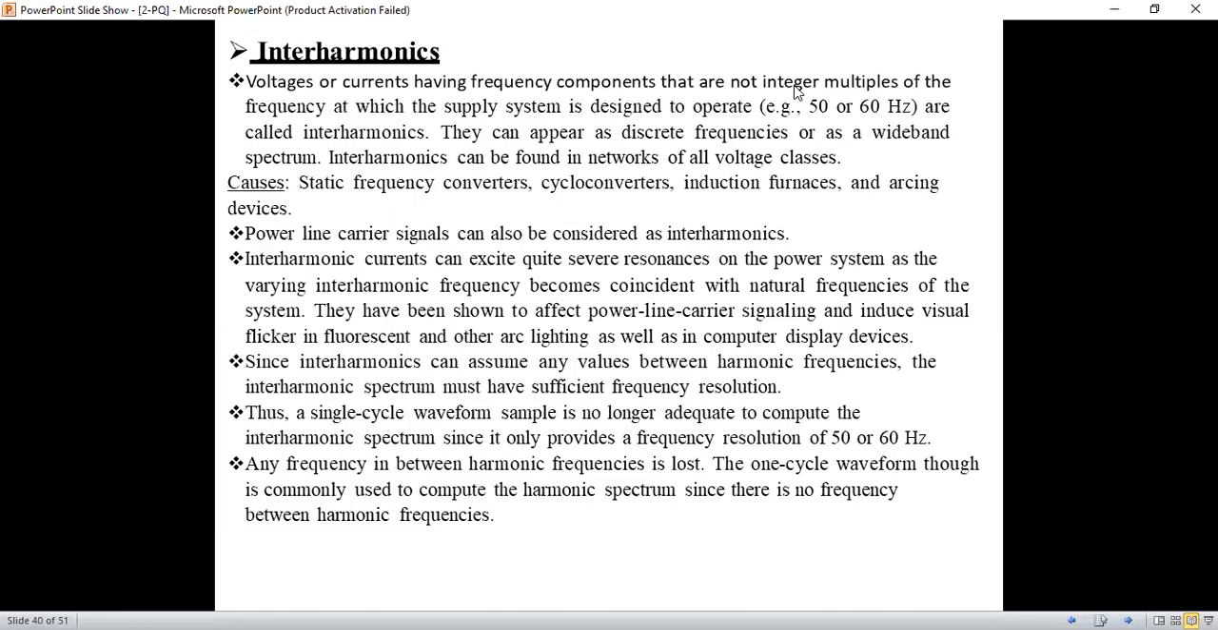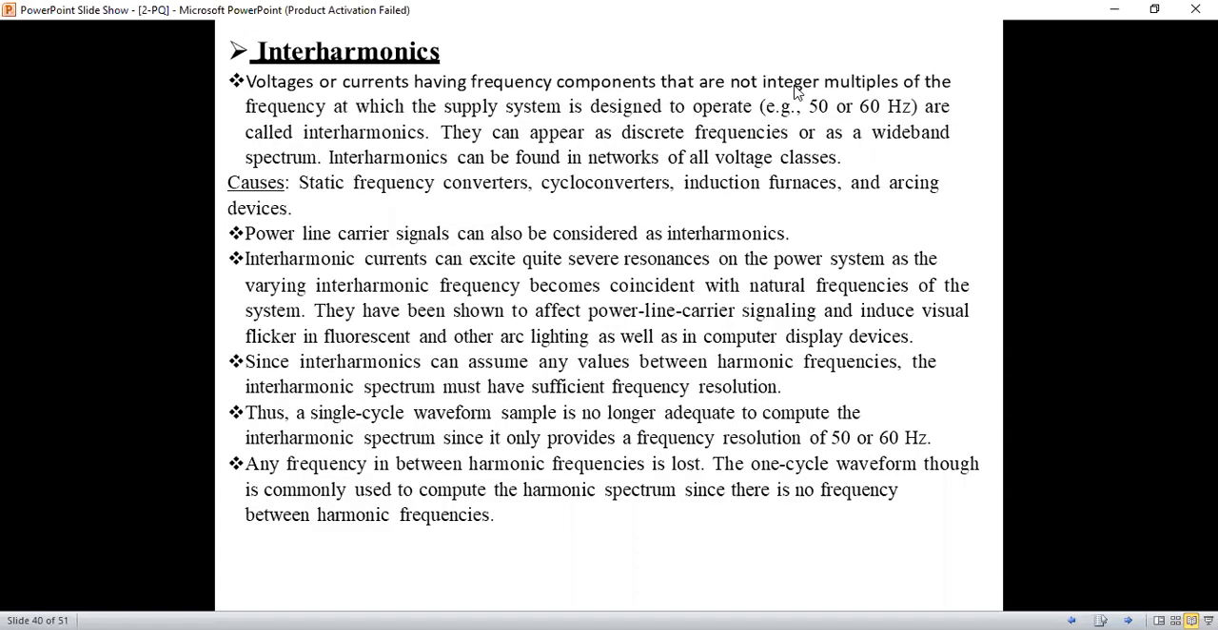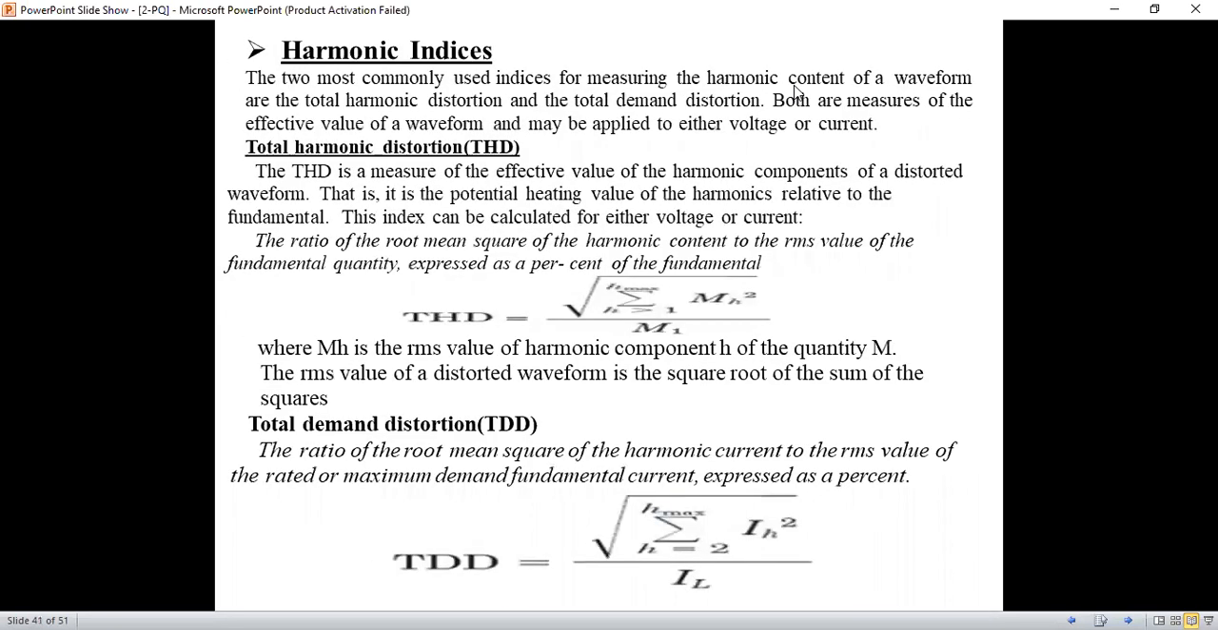Okay. In the previous class we discussed harmonic indices and interharmonics. There are two harmonic indices: one is total harmonic distortion, another is total demand distortion. Total harmonic distortion is for voltage, and total demand distortion is what we consider for current. For harmonic currents we use TDD, and for voltage we consider THD.